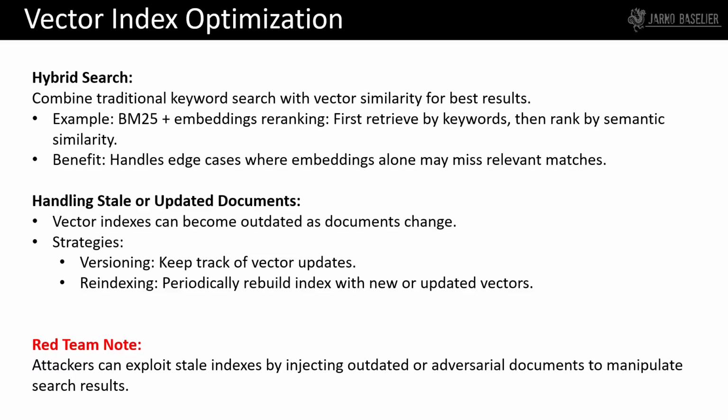Handling stale and updated documents: vector indexes can become outdated as documents change. For this we have a few different strategies like versioning and reindexing. Versioning is where we keep track of the vector updates, and reindexing is where we periodically rebuild indexes with new or updated vectors, so our index will be updated as well. Red teams: attackers can exploit stale indexes by injecting outdated or adversarial documents to manipulate search results.